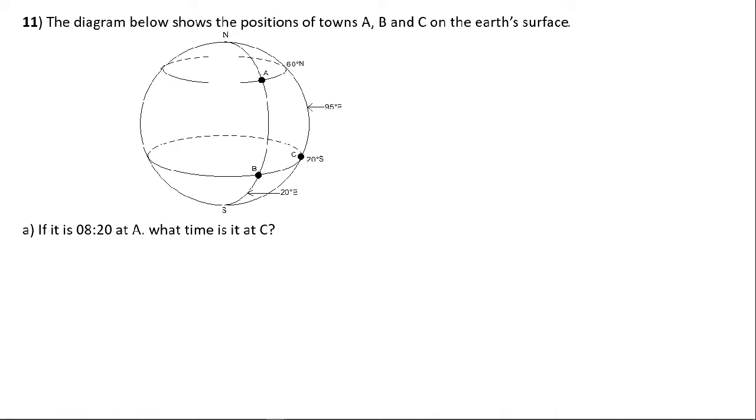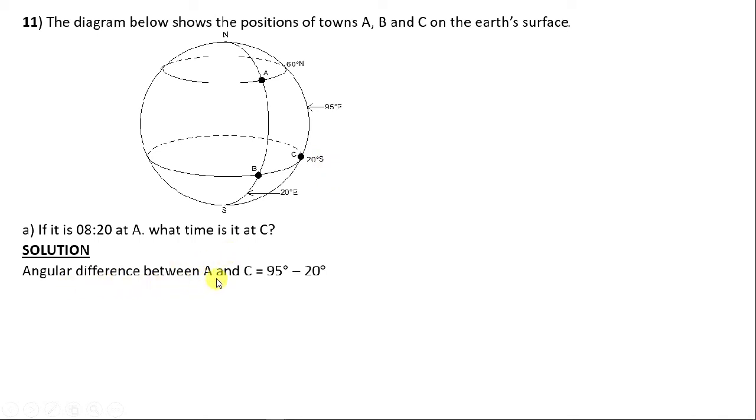Now, when you are moving from the west to the east, time increases. And when you are moving from the east to the west, the time reduces. So what we are supposed to do is to find the difference in longitudes between town A and town C. Let's do that.